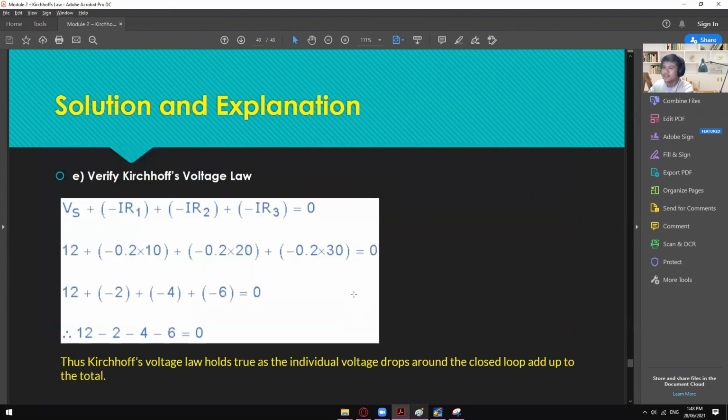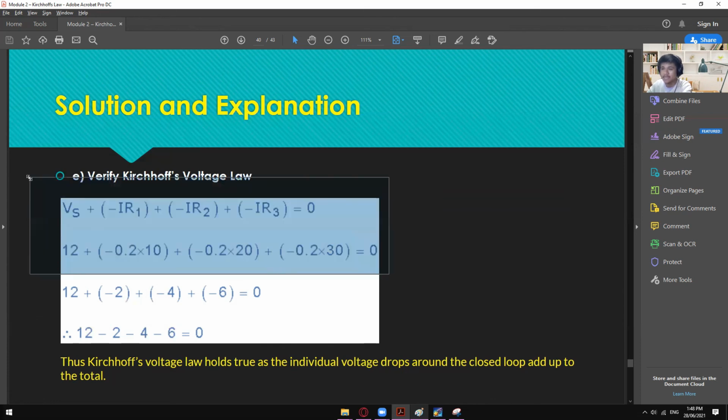All right. More solution explanation on how to verify this using Kirchhoff's voltage law. We simply did one loop, of course, with the original voltage source and then 3 voltage drops, and then those given values. 12 minus 2 minus 4 minus 6 is equal to 0. If this is equal to 0, it means those values and the process you did here are actually correct.